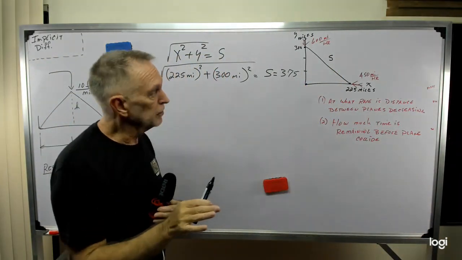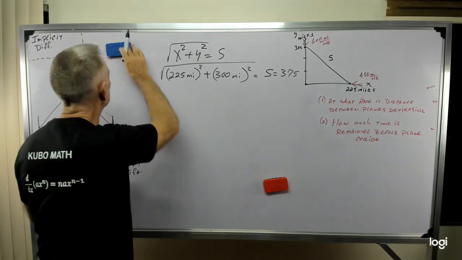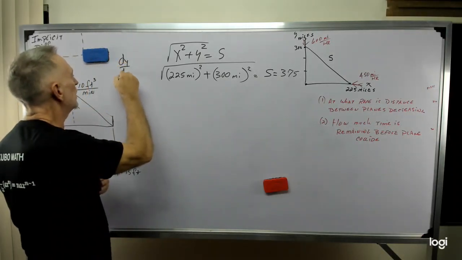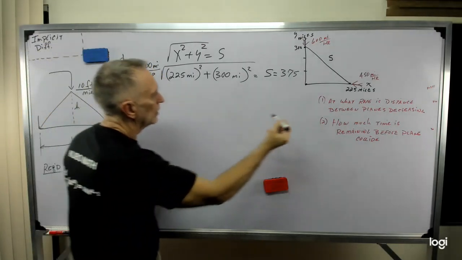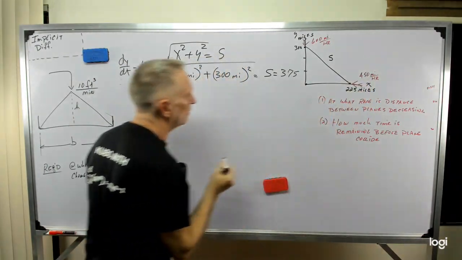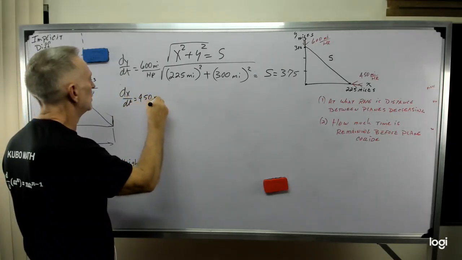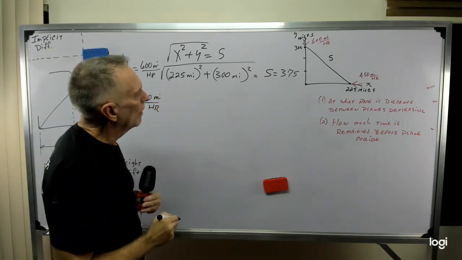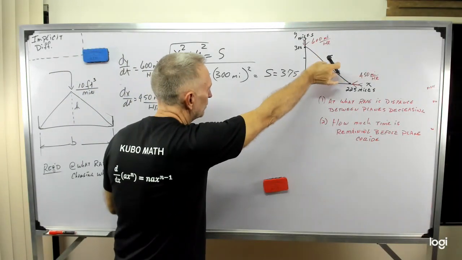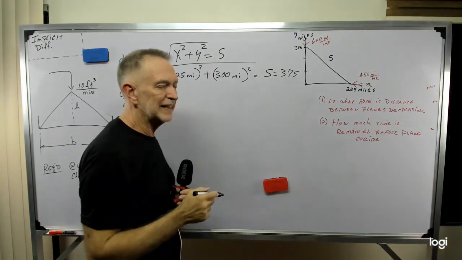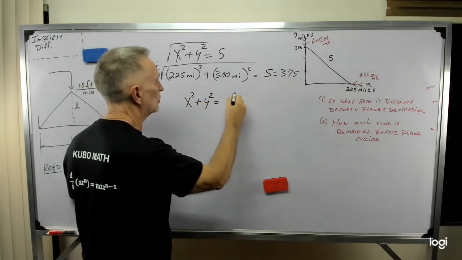Something else we can observe is dy/dt, which could be useful. dy/dt equals 600 miles per hour. dx/dt is 450 miles per hour. All right, so now it wants to know the rate at which the distance is changing. So they really want to know ds/dt.